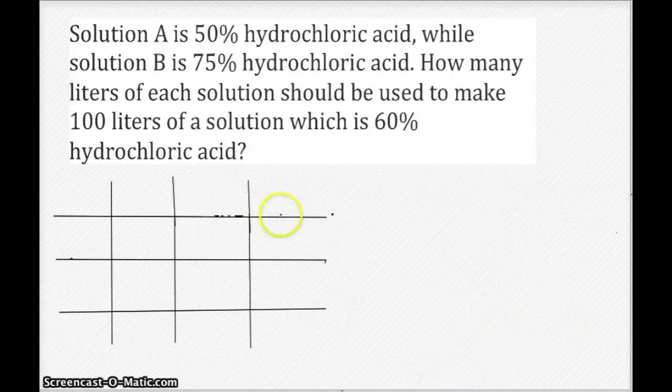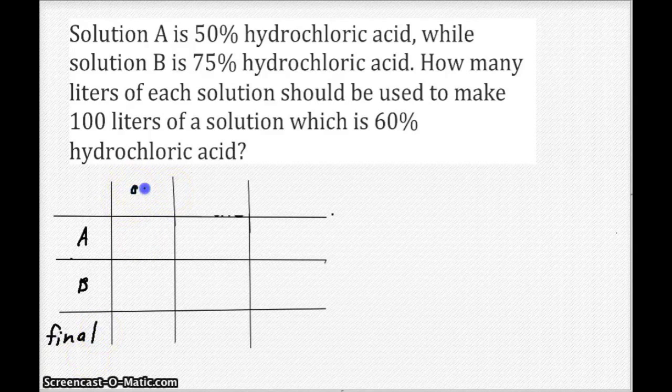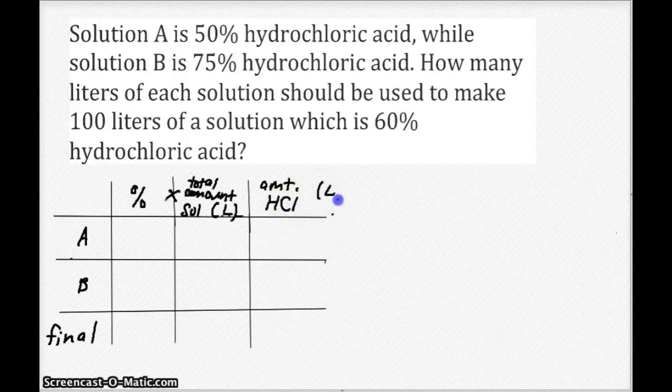Solution A is 50% hydrochloric acid, while solution B is 75%. How many liters of each solution should be used to make 100 liters of a solution which is 60% hydrochloric acid? So I have 3 rows right here. The first one is solution A, the second one is solution B, and the third one is the final solution, the mixture. Then this is the percentage times the total amount of solution in liters, and this is the amount of HCl in liters.